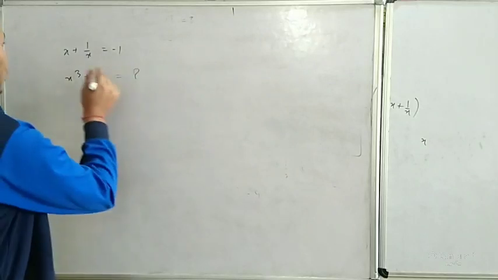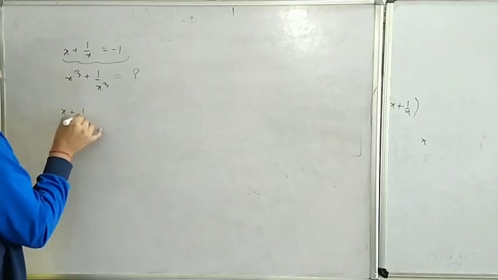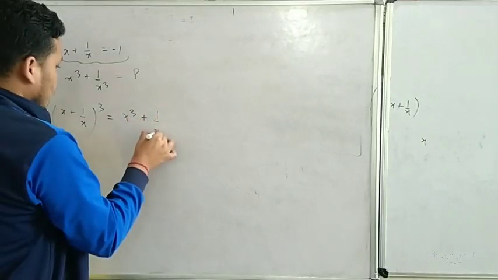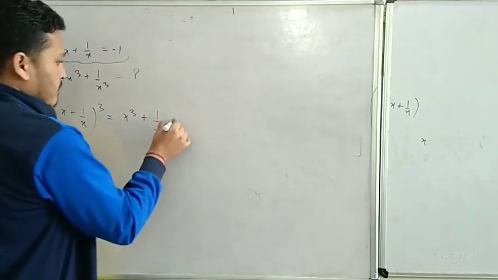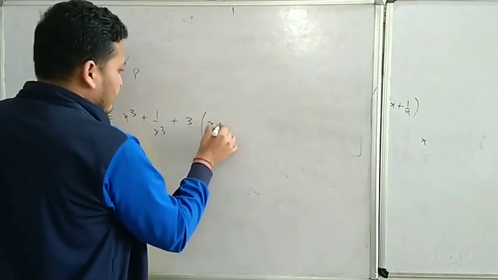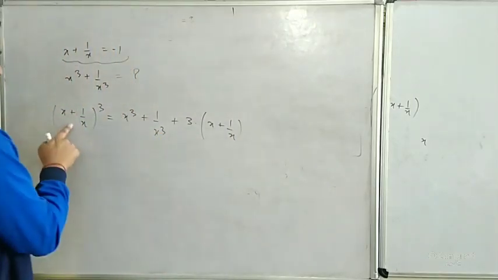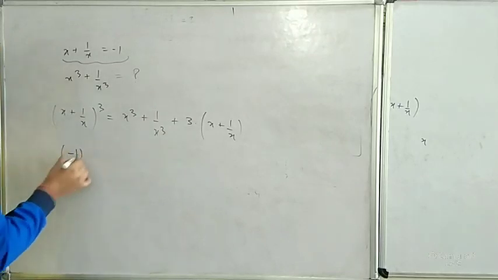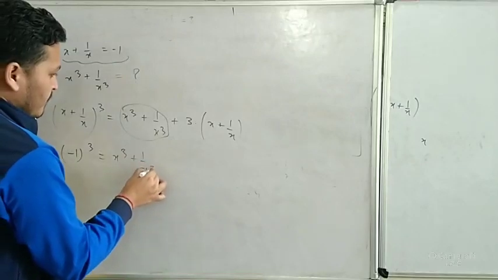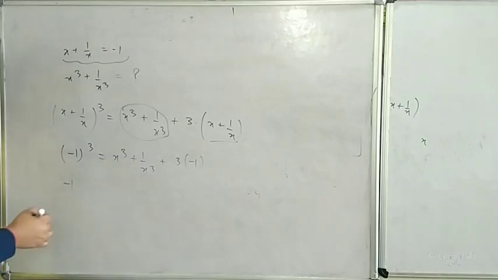Okay, so many answers are coming, so now I am solving this. This is x plus 1 by x is equal to minus 1, and as you know, the formula is: x plus 1 by x, its whole cube, is equal to x cube plus 1 by x cube, then plus 3ab common out, 3 into bracket x plus 1 by x. This is our formula. Now solve it. What is x plus 1 by x? Minus 1, and outside is cube. We need the value of x cube plus 1 by x cube plus 3 into minus 1.